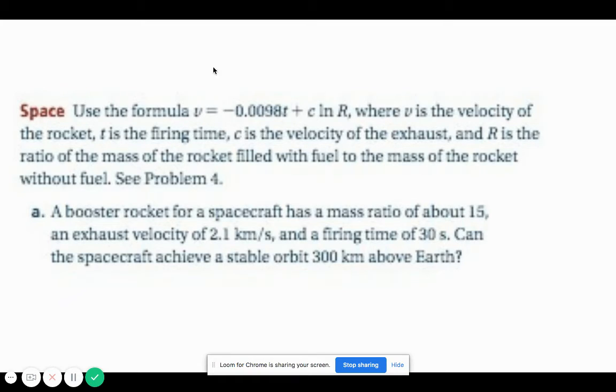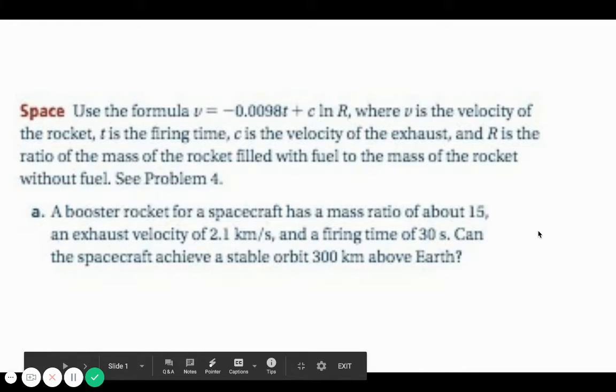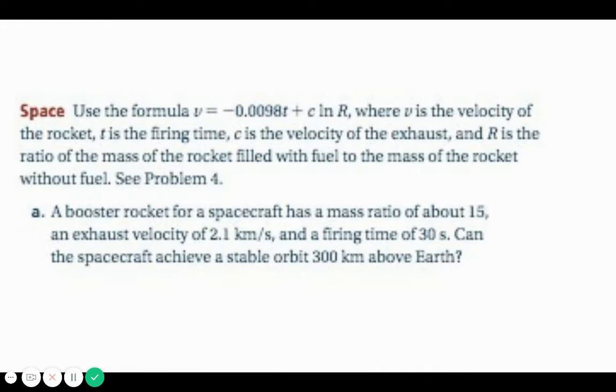So it's going to give us this formula. V equals negative 0.0098 t plus c natural log r, where v is the velocity of the rocket, t is the firing time, c is the velocity of the exhaust, and r is the ratio of the mass of the rocket filled with fuel to the mass of the rocket without fuel. So it's gonna now give us some variables and we're gonna have to plug it into the equation.